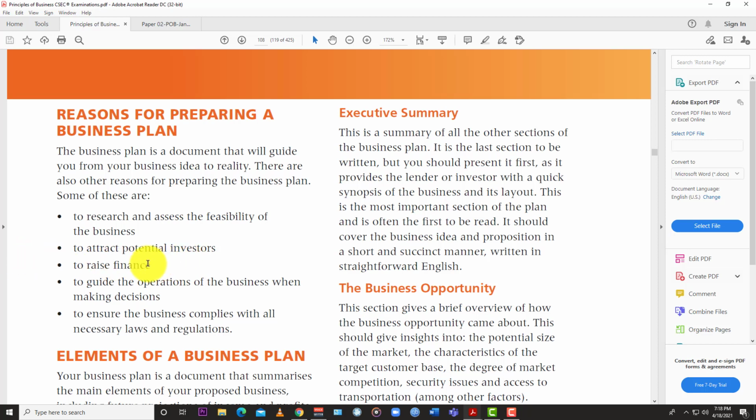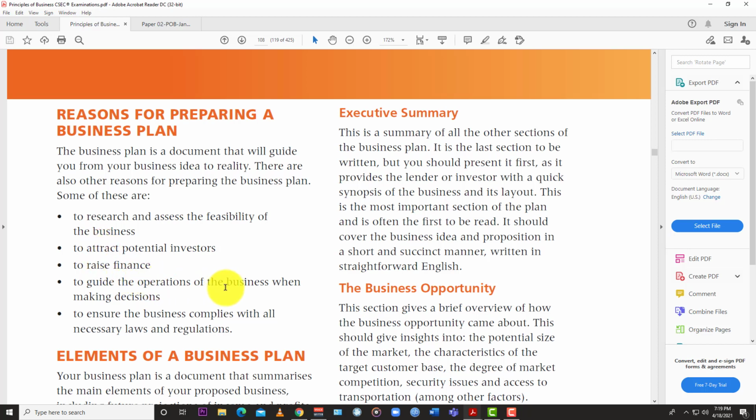To raise finance, of course, the same thing. In order to get a loan, if you're going to a bank for a business loan, the bank wants to see a proper plan, because without a plan, they have no idea what your business is about, if it's actually feasible, when it will become profitable, those things. So the bank needs information in order for them to even give you any money at all.